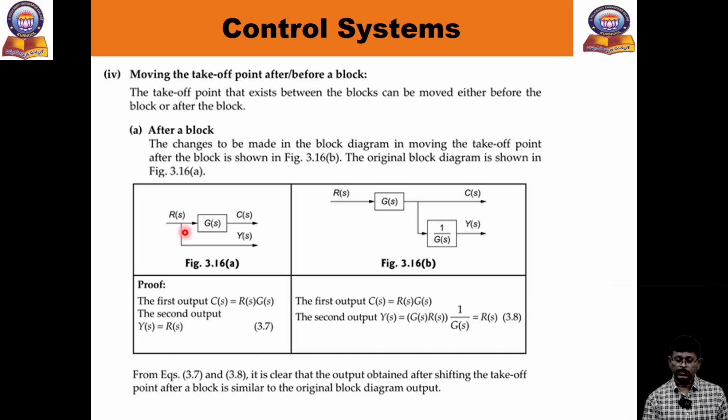So when you want to shift the pickup point after the block, you have to take the inverse of that gain, inverse of that gain. So 1 by G of S. That is the only thing here. Okay, keep it in mind. Okay, so if you want to shift after the block, then take the 1 by that gain, inverse of the gain. You add the one block in this forward path, second part. That is the only thing. Then before the block, one thing is there.